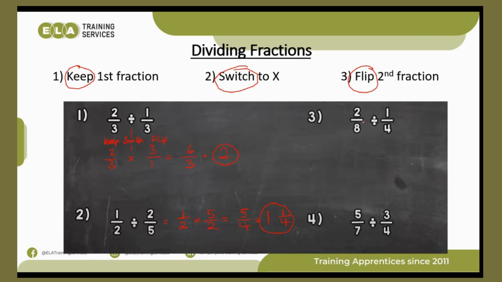Okay, so let's have a look at these. So we're going to keep 2/8, we're going to switch to multiply, and we're going to flip the last one. So 4 times 2 is 8, 8 times 1 is 8, so 8 over 8, or 1, a whole. And then our last one, 5/7, we're going to keep that. We're going to switch the divide to multiply, and we're going to flip 4 over 3. So 5 times 4 is 20, over 7 times 3 is 21. And we don't need to change because it's a proper fraction.